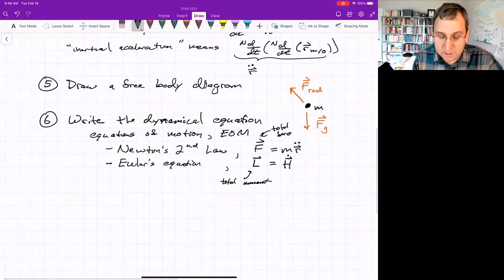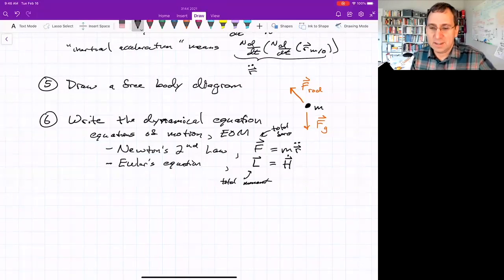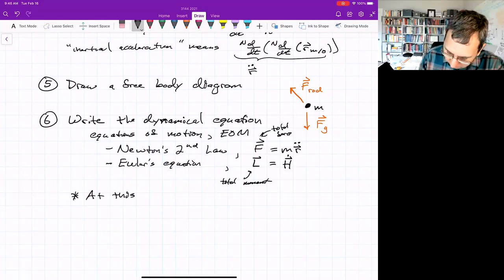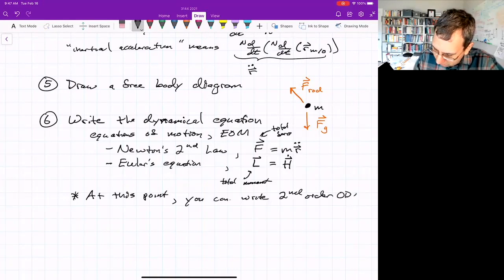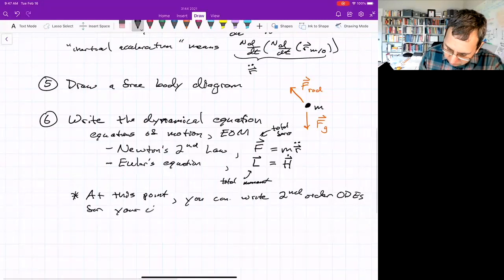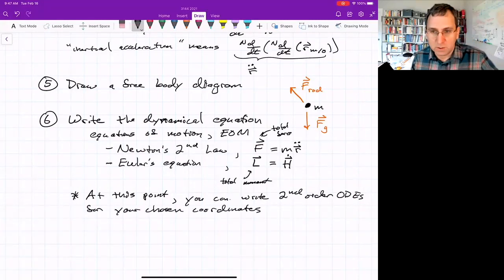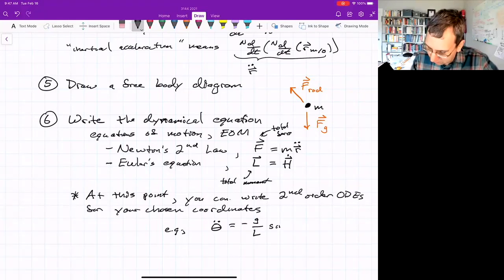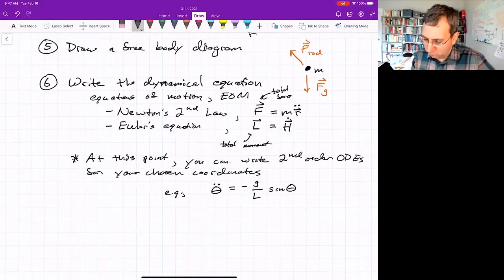But once you've written this equation of motion, now embedded in it, you've got a second order ordinary differential equation for your chosen coordinates. It might require some algebra to get it in that form. If you think of the pendulum, we've done this both ways, Newton's second law and Euler's equation. We were able to write theta double dot equals negative g over the length of the pendulum, sine theta. So that's what I mean. And if you have multiple coordinates, you would have multiple second order ODEs.